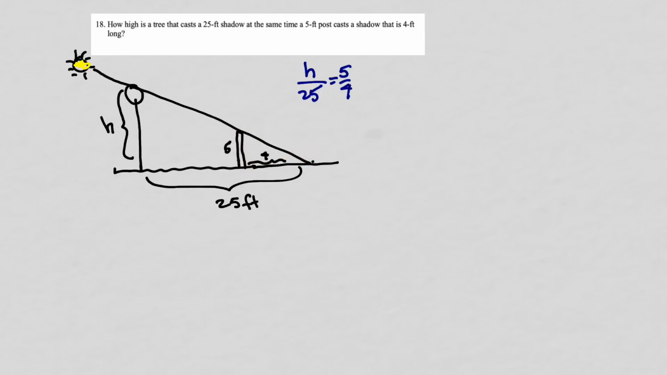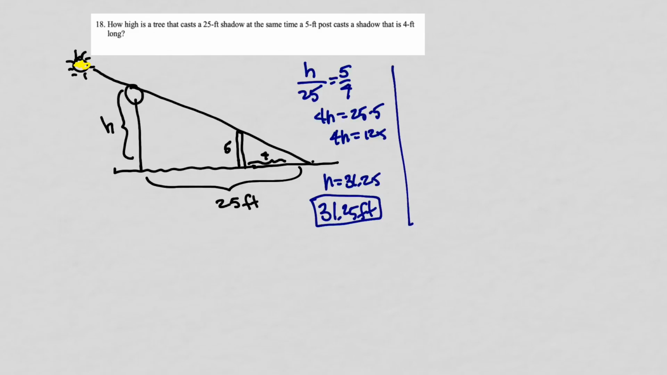Now if I continue on and do this, I'm going to get 4H equals 25 times 5. I'll get 4H is 125, and then I have to divide that by 4. So 125 divided by 4 is 31.25. So I'll get H equals 31.25. We could claim that the height of the tree is 31.25 feet.